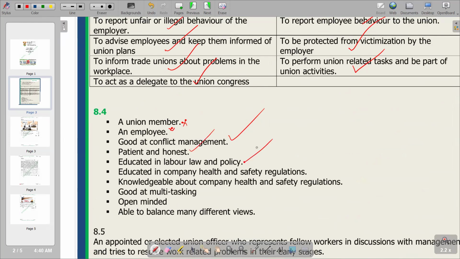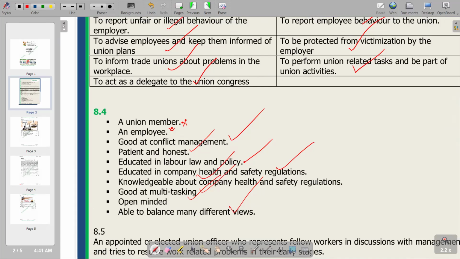So obviously, in terms of the application of the components of the policies, the shop steward should comprehend the elements of the policies, and also what the law says, maybe in terms of labor law. Then we go to knowledgeable about company health and safety regulations, good at multitasking, open-minded, and then lastly, able to balance many different views. So those are the qualities that should be possessed by a shop steward.